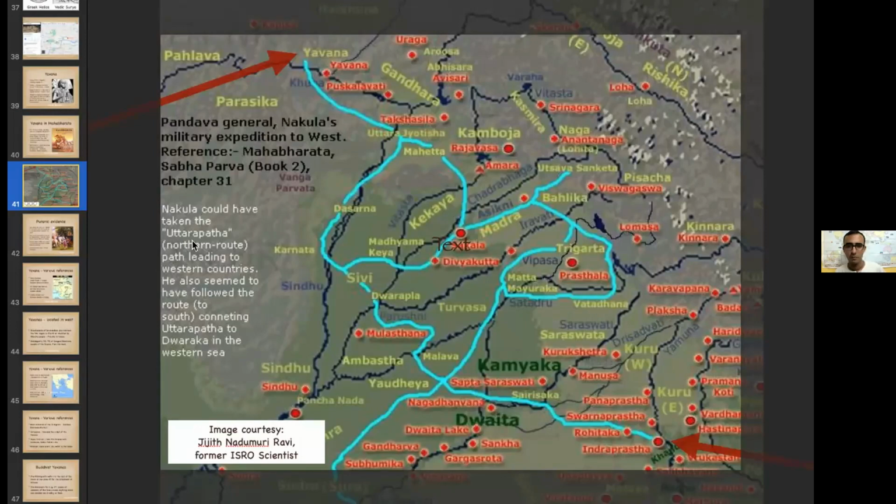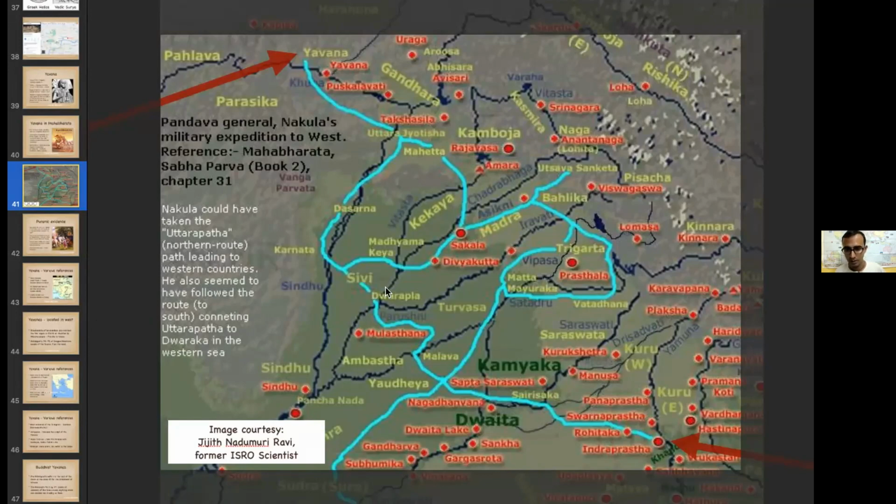Now here, a scientist by the name Jijit Nadumari Ravi, it is his research, excellent hard work with respect to tracking the movement of Nakula and Sahadeva. The background is that Maharaj Yudhishthira sent four brothers in four directions. He sent Arjun to the north for conquering, and Sahadeva to the south. He sent Bhima to the east, and here, as you can see in this picture, he sent Nakula to the west.